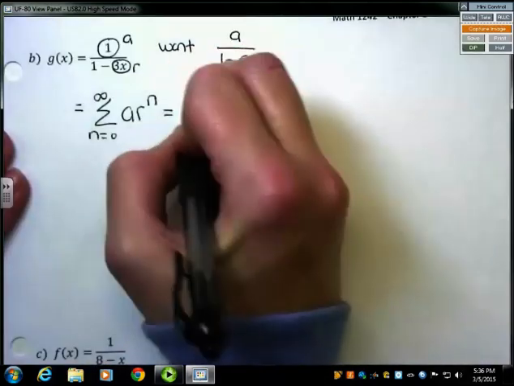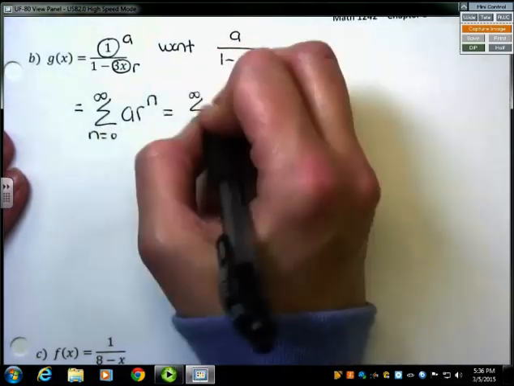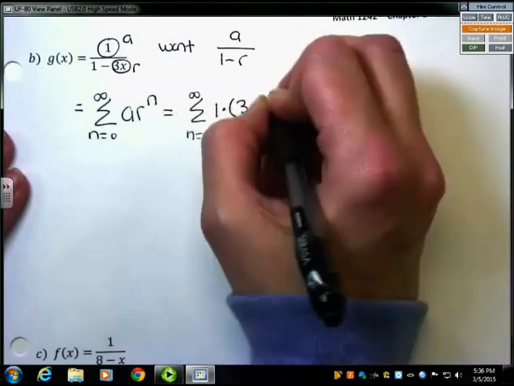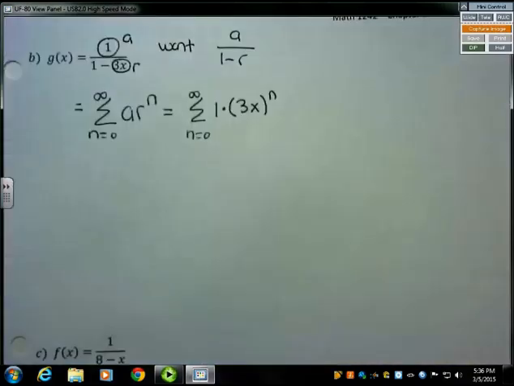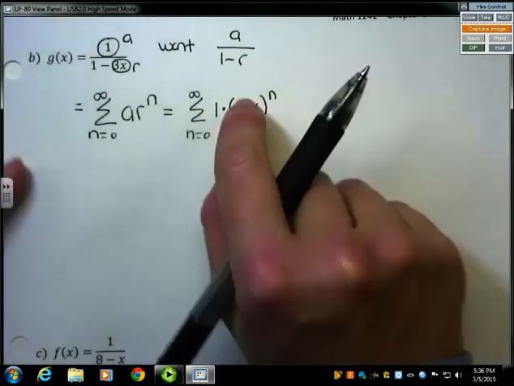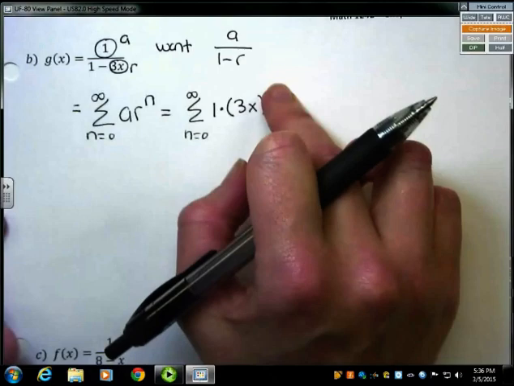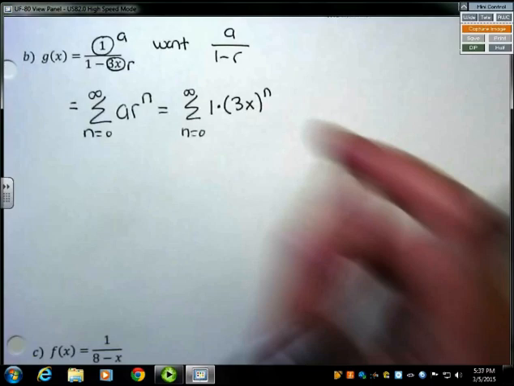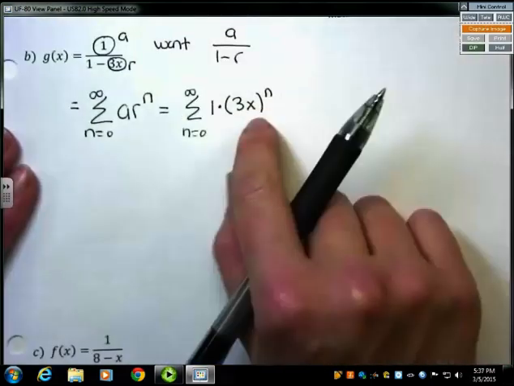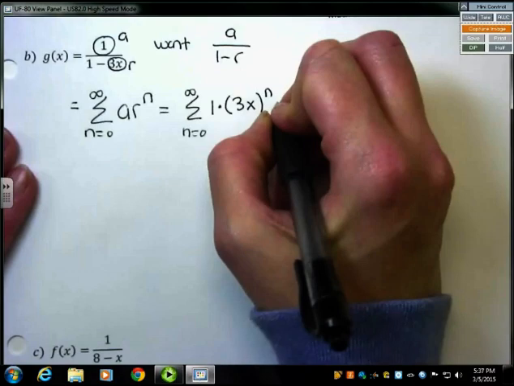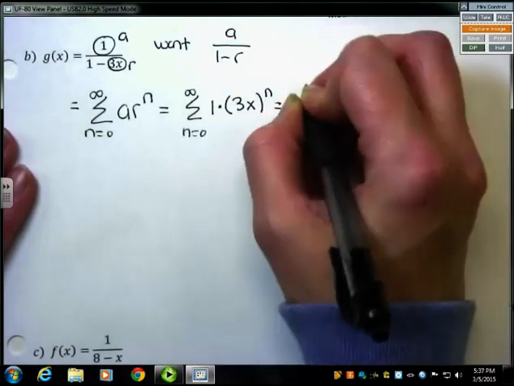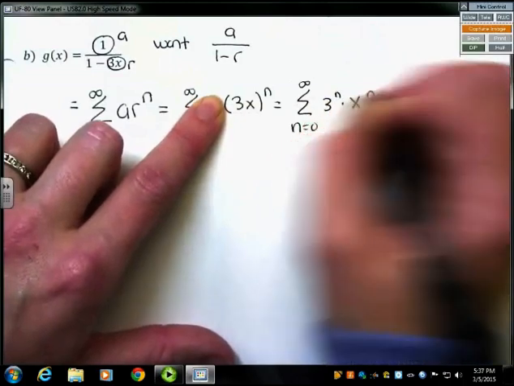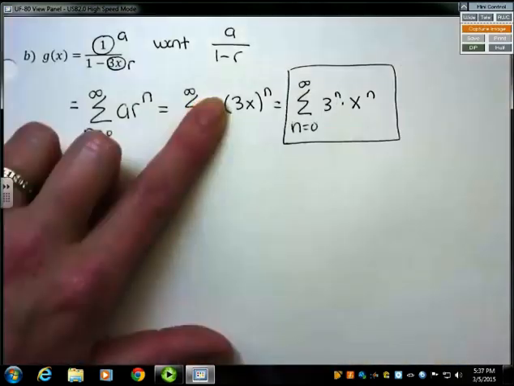Plugging in our a, I have the series going from 0 to infinity of 1. Our r is 3x, and it's being raised to the nth power. It's a good habit to get into to separate the x's to a power. Later we're going to talk about taking derivatives and antiderivatives of power series. So it's just a good habit to go ahead and separate the powers of x. So I'm going to rewrite this from 0 to infinity of 3 to the n times x to the n. Right, the forms are equivalent.